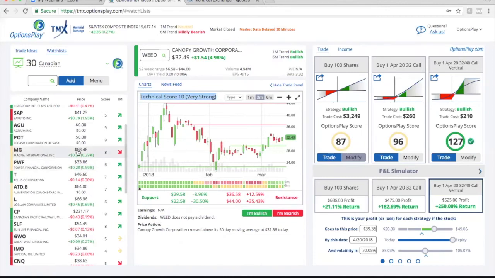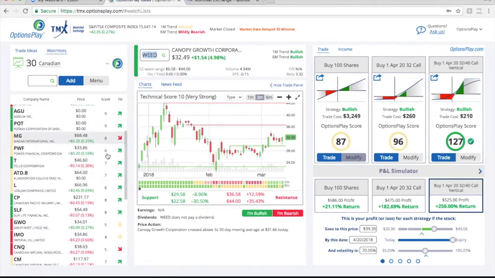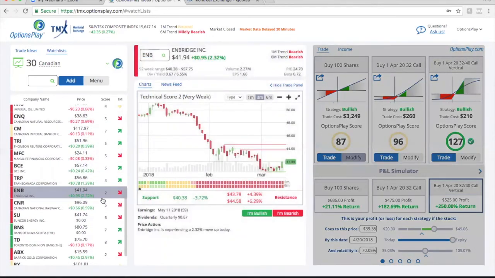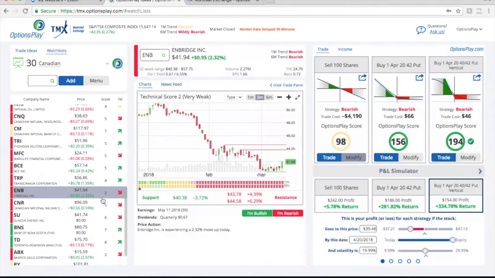And as you can see on your watch list, there's a score here. That's this relative strength ranking. So you can know that weed is a very strong stock because it's got a score of 10, very strong. Conversely, if I can find a stock here like Enbridge, which got a score of 2, this is a relatively weak stock in the overall market.